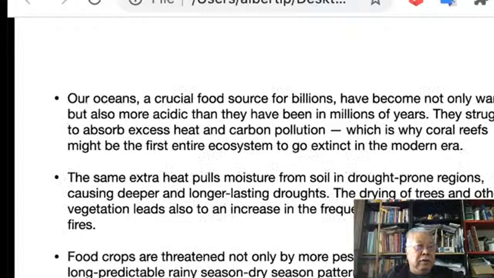The ocean is a very important food source for billions, and warmer oceans mean they will be more acidic. As it is more acidic, that means many planktons can't exist. And extra heat also pulls moisture out of the soil, causing drought. Food crops are threatened not only by more pests and the disruption of long, predictable rainy and dry season patterns, but by the heat itself.